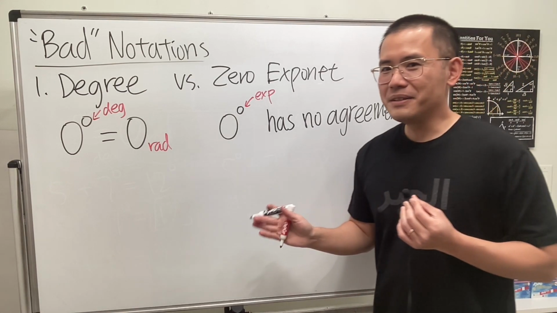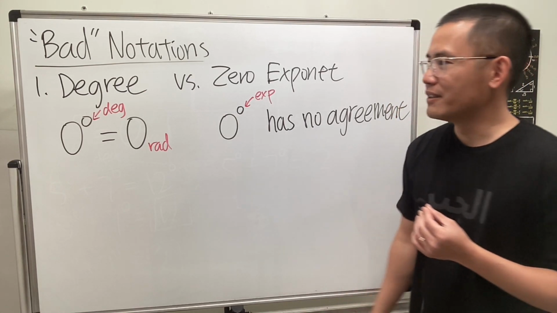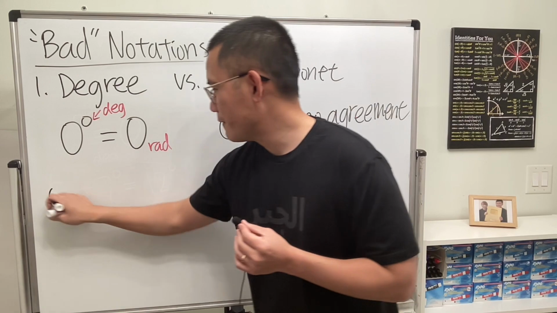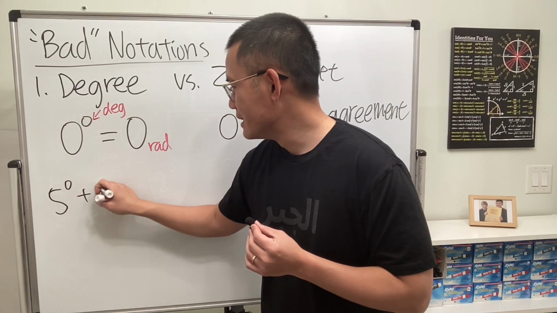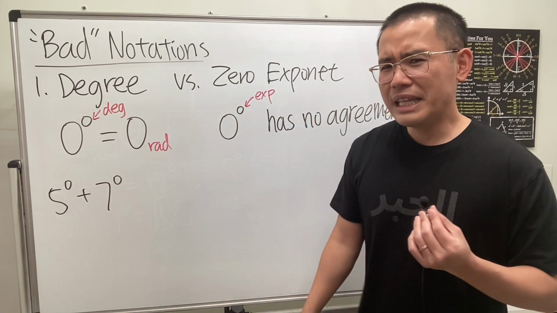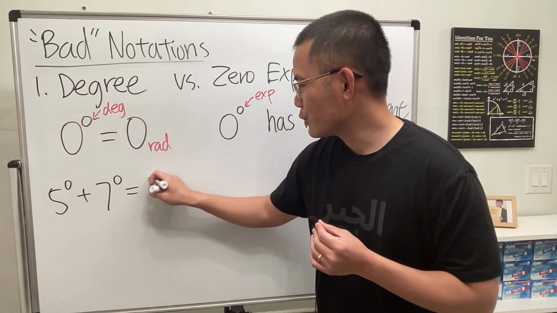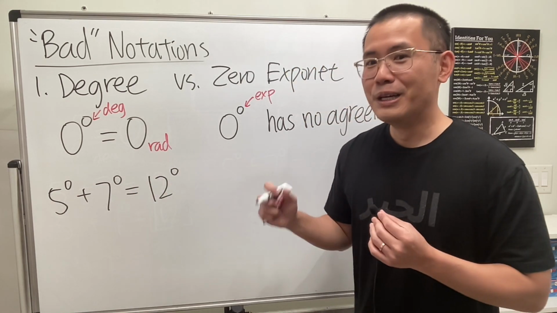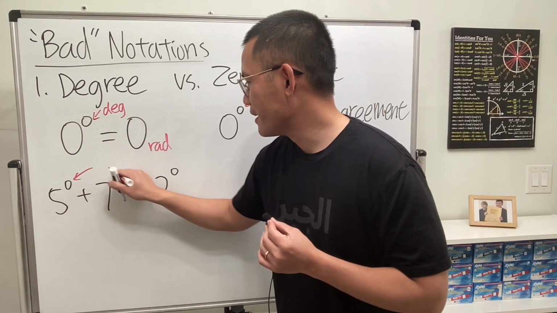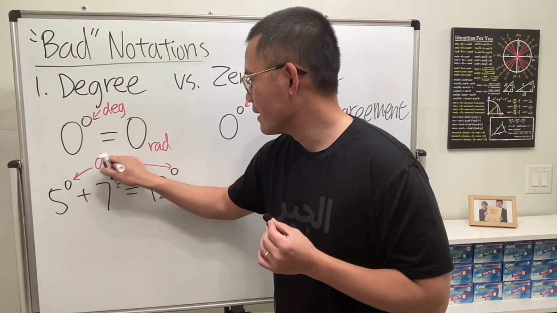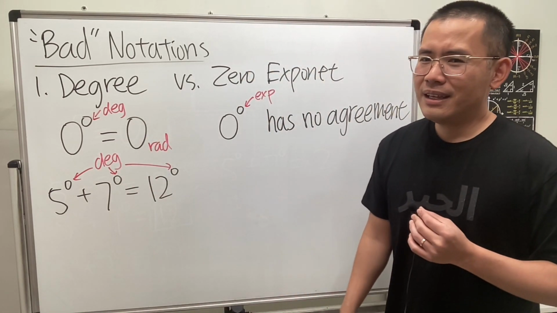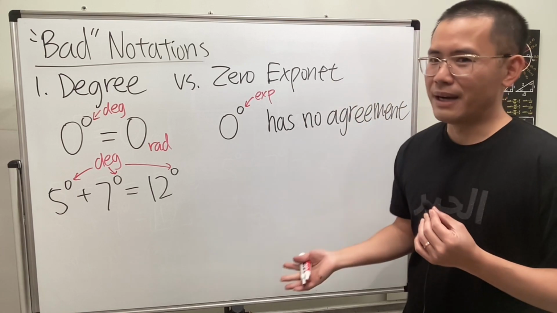In fact, I encountered this when I was teaching pre-calculus the other day because I was doing 5 with a little circle plus 7 with a little circle, and then I found myself having to write 12 with a little circle because these right here are degrees. So to me, it's kind of bothering me.